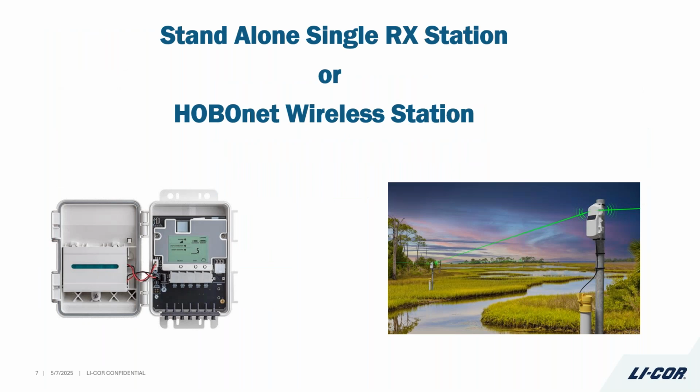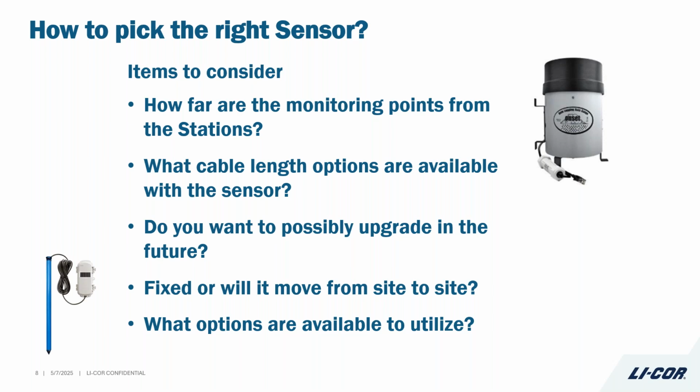So you want to think about what type of setup you want in your application. Are you up for a single standalone data logger, or are you going to want to utilize our HoboNet wireless station where everything is wireless? You want to figure out what type of sensors you want to utilize. And once you figure out what sensors you want, then you're able to pick out the station that you want as well. There's a lot that goes into how to pick a sensor.